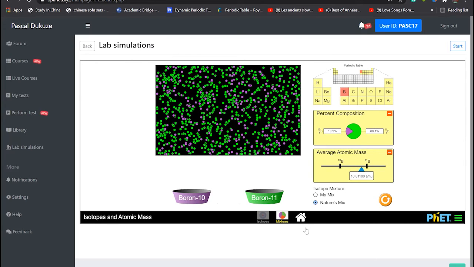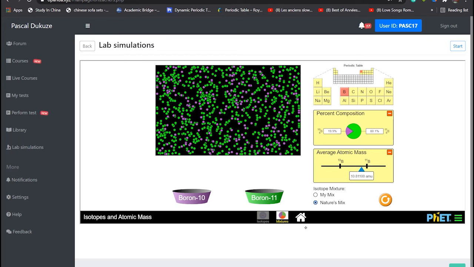For boron, we have green colors and violet colors, but they are almost equal in number. Both are in big numbers. That is because boron 10 has a percentage abundance of 19.9. This is very significant, the violet one. And here we have 80% for boron 11 in the green. It will be present in a bigger concentration in nature, but both are present in significant amounts.